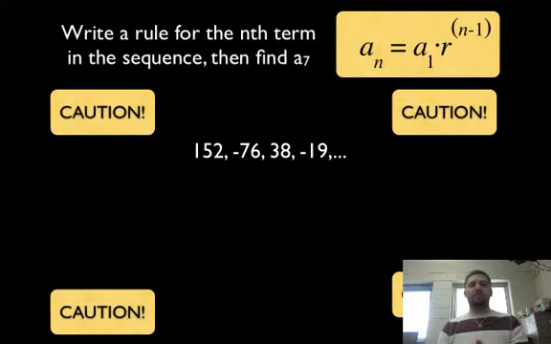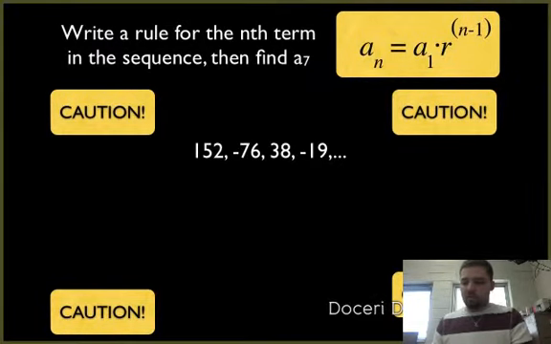Alright, write a rule for the nth term of the sequence, then find a sub 7. Now we have to be careful. I put a lot of caution things on here for a couple reasons. One, this looks like we're decreasing each time, so our common ratio is probably going to be a fraction. Two, we cannot multiply a sub 1 and r when we put it into our calculator. Those are two pitfalls we're going to have to avoid.